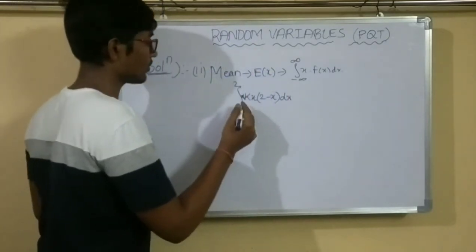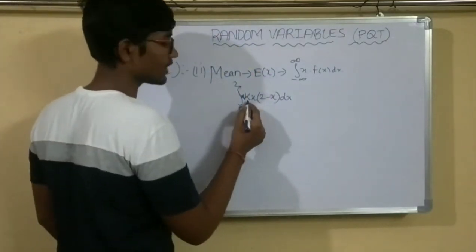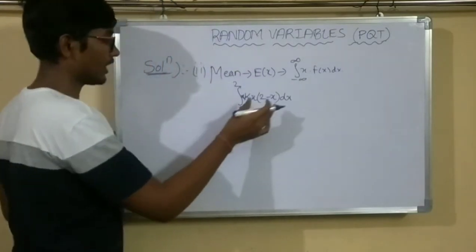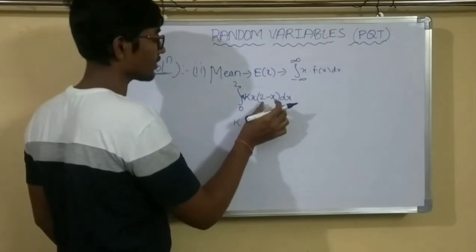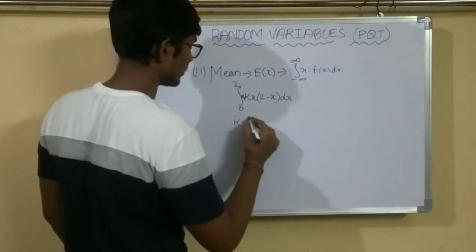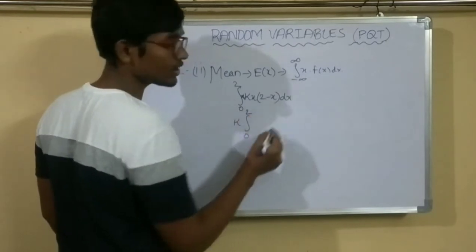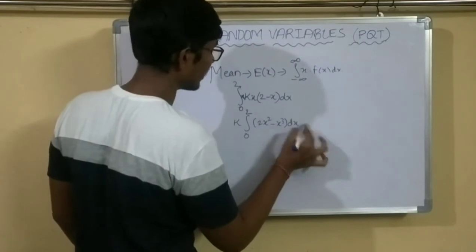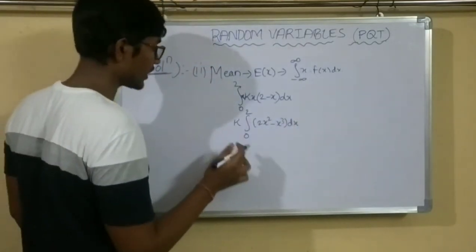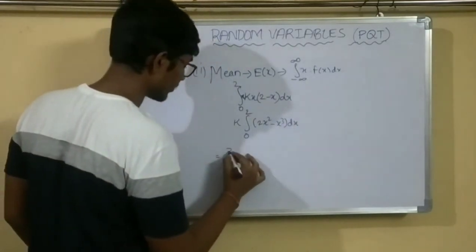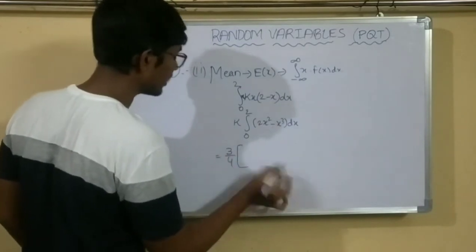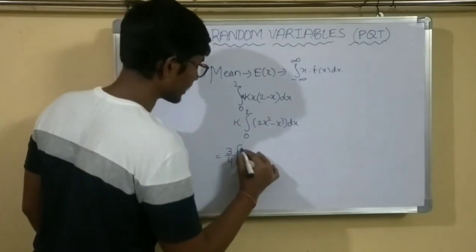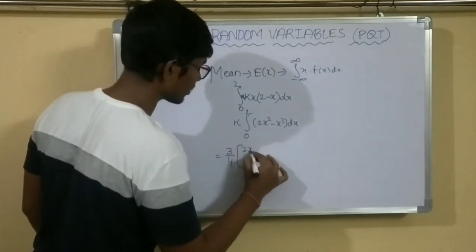Now we are going to simplify this. k is the constant, so I am taking the k value out and multiplying the inside values. So x into x square into (2 minus x) is the integral from 0 to 2 of x square into (2 minus x), which is 2x square minus x cube dx. Now I am taking the value of k which we found earlier, 3 by 4. So 3 by 4 into, if I integrate 2x square minus x cube, the integration of 2x square is 2x cube by 3.